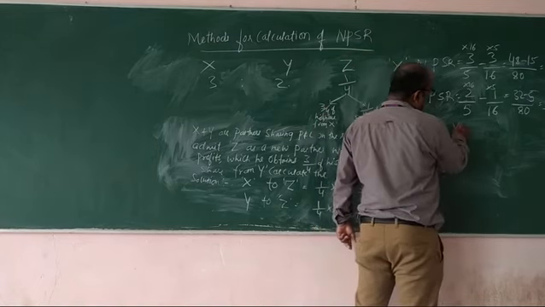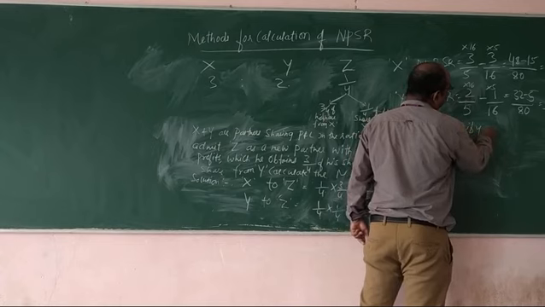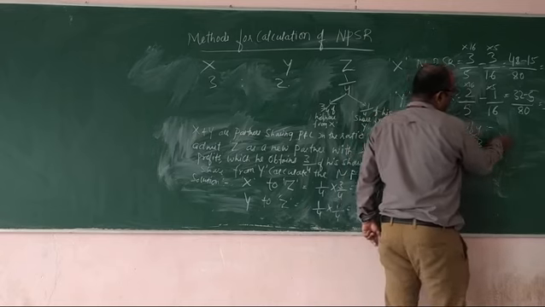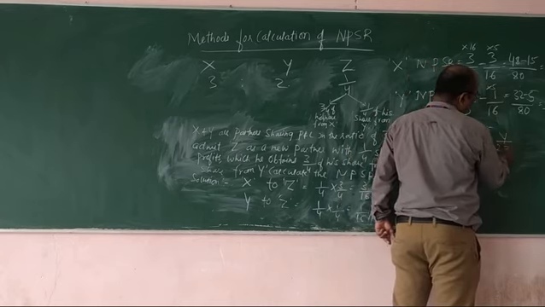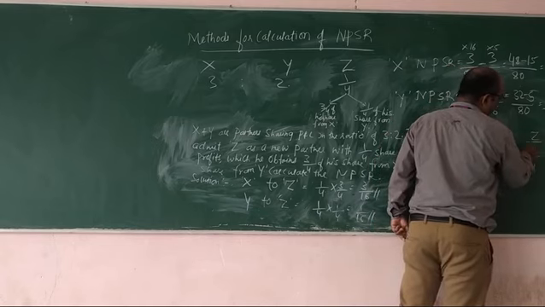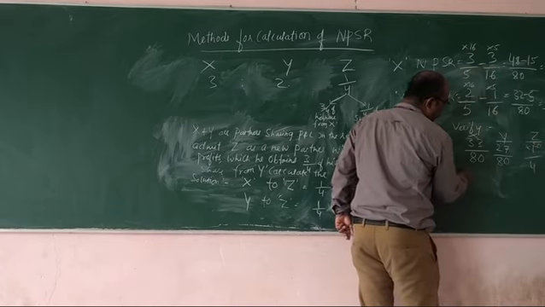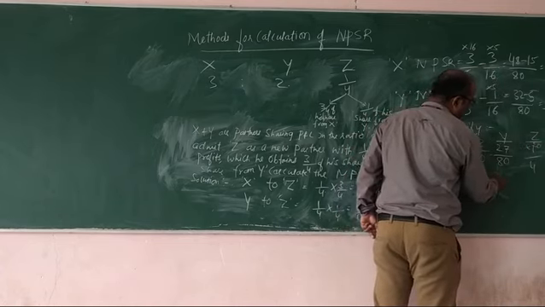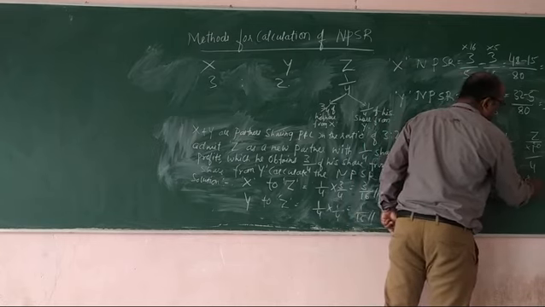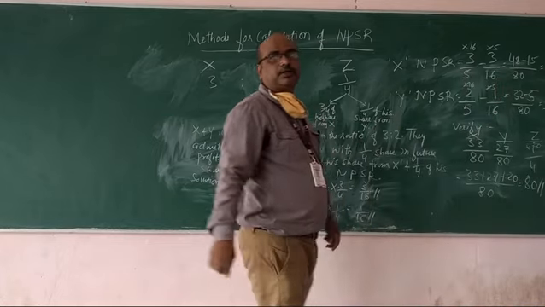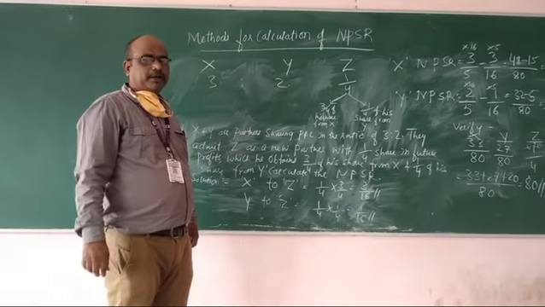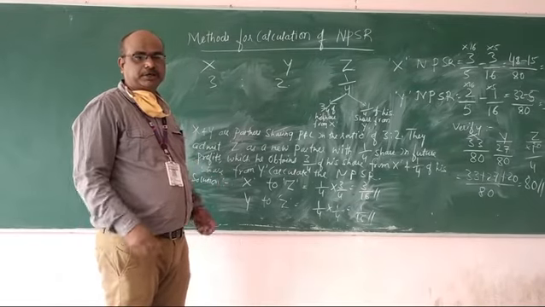And if you want to verify, 33/80 is the new profit sharing ratio of X, and 27/80 is the new profit sharing ratio of Y, and Z is 1/4, which is 20/80. So 33 plus 27 plus 20, divided by 80, equals 80/80. So this is the difference between the first method, the second method, and the third method. And let us now calculate the new profit sharing ratio in the fourth method in my next session, in the next video.